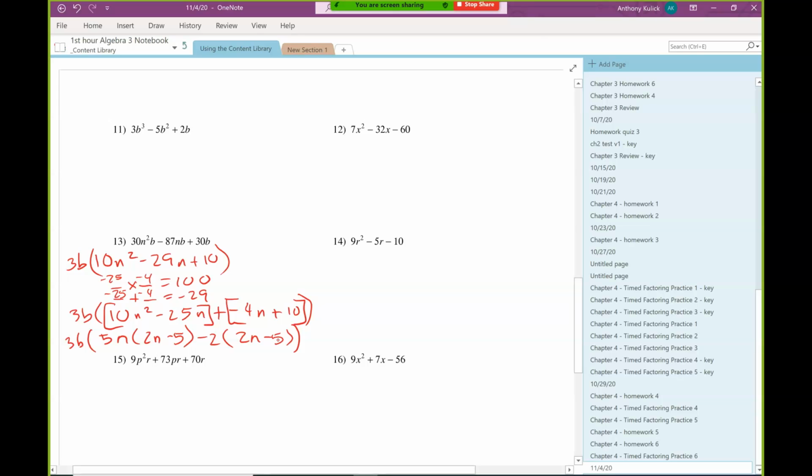Okay. And now my final step is to just take out the 2n minus 5, leaving with the 5n minus 2. And there's my final answer.